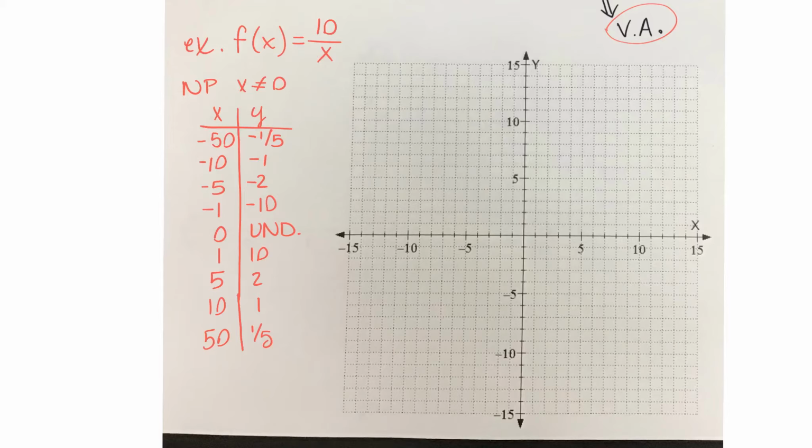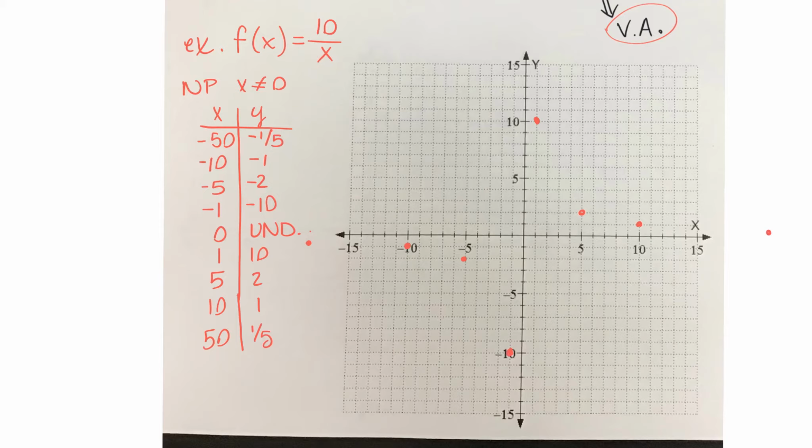Who gave me a graph that goes to 15? We're going to put 50 way over here, and it's going to be down at -1/5. At -10, I'm down to -1, at -5, -2. Nothing at undefined. I'm going to go over 1 and up 10. Then over to 5 and up to 2. Then over to 10 and up to 1. And over to 50, way over here. And look what happened here. I forgot that one, -10.